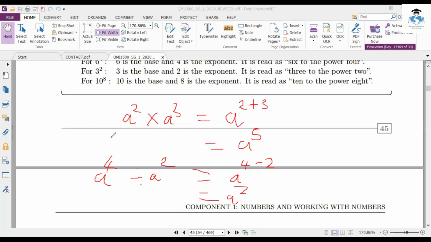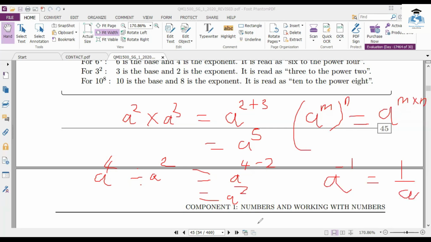Then a to the power m, all to the power n, will be a to the power m times n. Take note of that. Then a to the power negative 1 will be 1 over a. So take note of all of these.